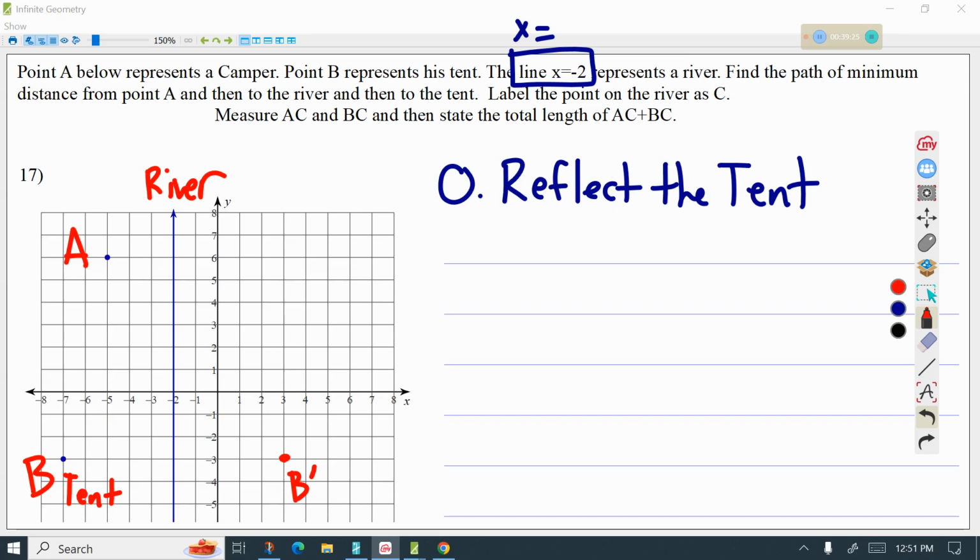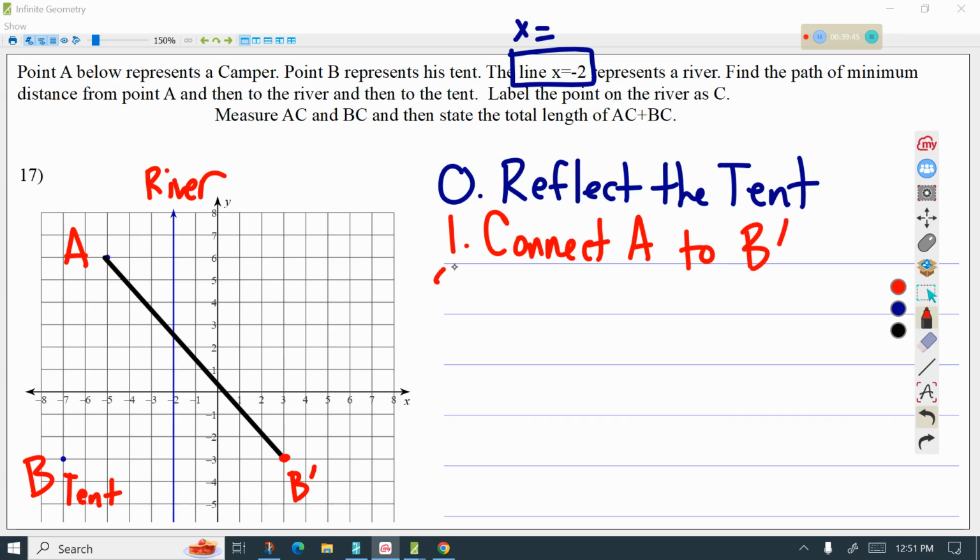Now, the trick to this problem was that we wanted to connect a straight line from A to B prime, all right? So the first step, after we reflect the tent, is we're going to connect A to B prime. Okay, after you connect A to B prime, I want you guys to notice that that intersected the river at a specific location, okay? That place is going to be what we label as point C. Okay, this should feel very familiar to you guys. You guys were here this day, right?